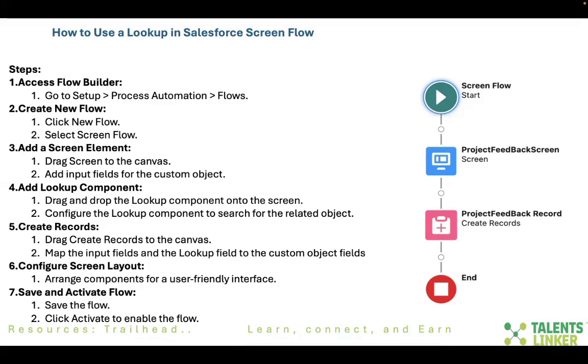Then step 5, create record. Drag the create record element to the canvas and map the input fields. All the fields we've created using the screen element, all the inputs, we're going to map them there. At the create record is where we're going to match the existing record that we already have on the lead record with the one that we just created with the screen flow.